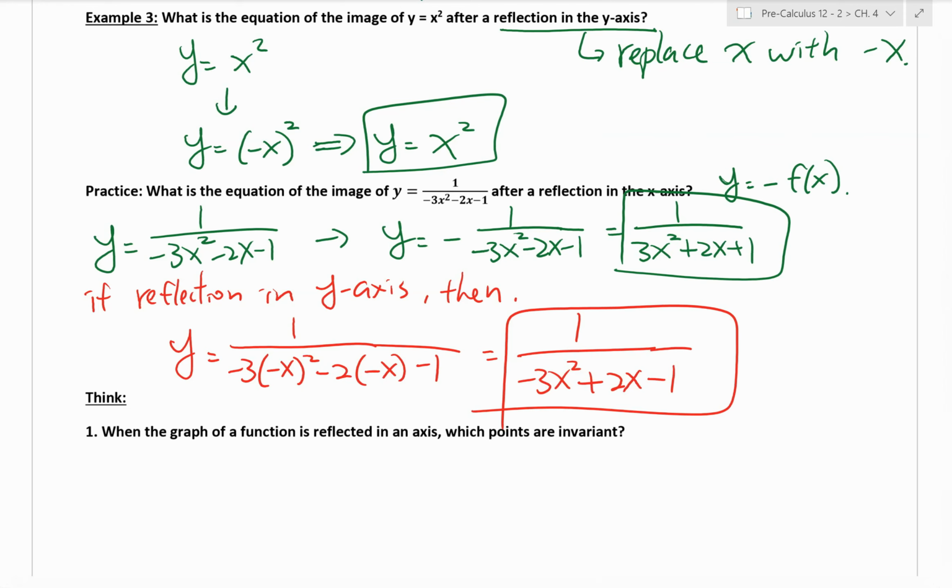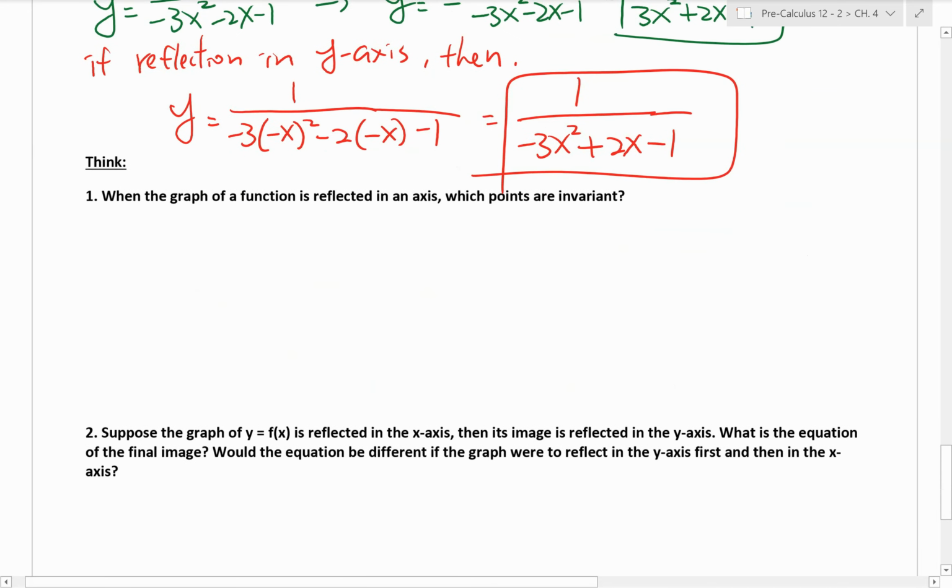The quick summary, I suppose, would be: if there's a reflection in the y-axis, you're replacing x with negative x. If there was a reflection in the x-axis, then we just put a negative sign in front of the entire function. If it's a reflection in the y-axis, that means we're changing the x values to negative x values, so if it was positive, it becomes negative, and negative becomes positive. If the reflection is in the x-axis, we're changing the y values.